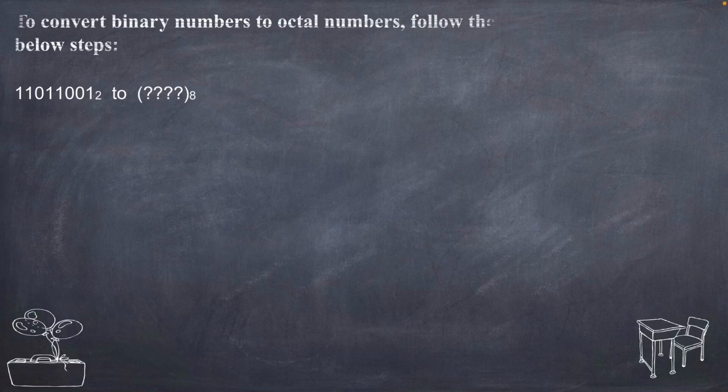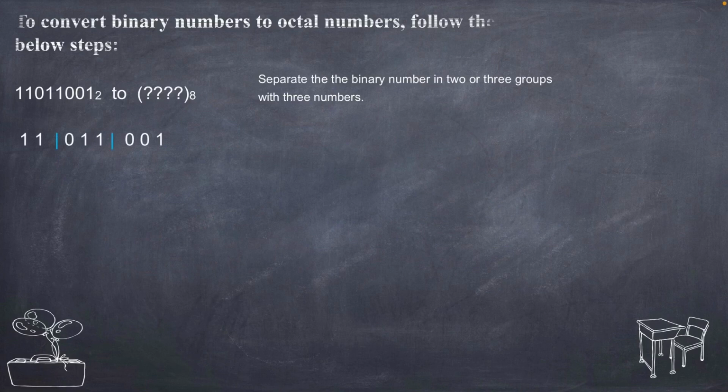So, to convert binary numbers to octal numbers, follow the steps below. So, ang first step daw ay separate the binary number into 2 or 3 groups with 3 numbers. Ibig sabihin niyan, ganito daw yung gagawin natin. Yung whole number daw, i-separate natin sa tatlo na parang ganito na may tatlong numero. Ang pagkuha sa group niyan, magsisimula tayo sa pinakahuli. So, ganito yan. Gaya nito.